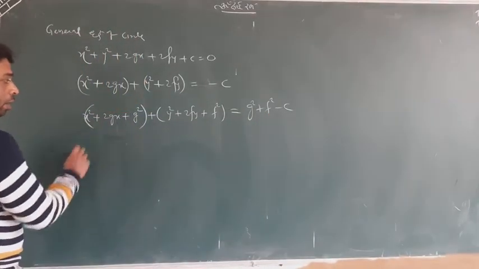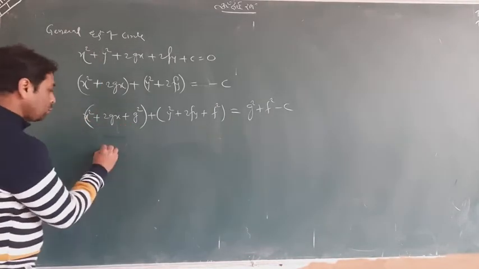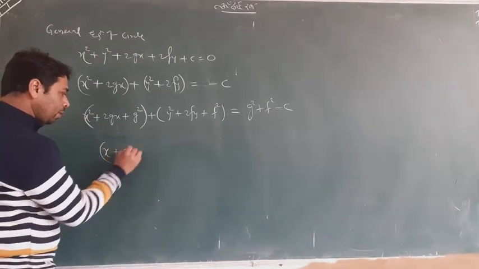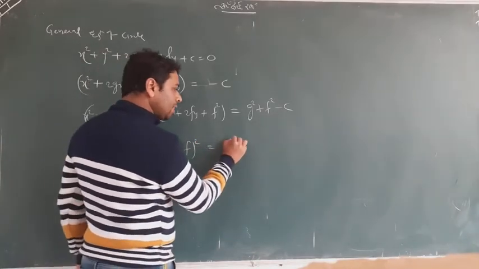Okay. a square plus 2ab plus b square will be a plus b whole square. So it is going to be x plus g whole square. This is going to be y plus f whole square. And this is the same.